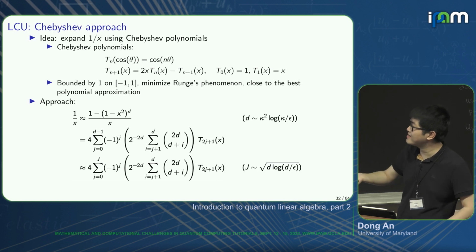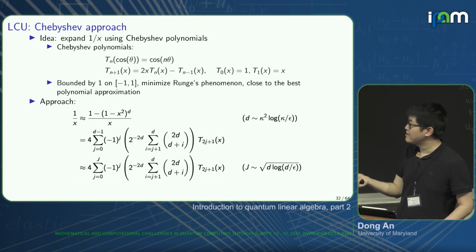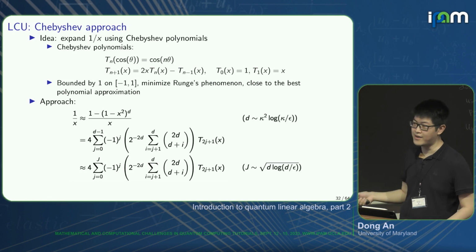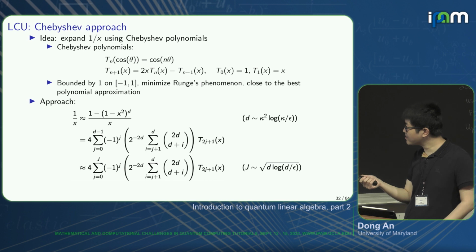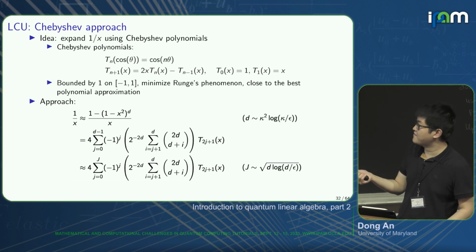If you're not familiar with that, it is easier to start with this iterative relation. You start with the zero order Chebyshev polynomial being 1, the first order being x, and then you can use this recursive relation to define your higher order Chebyshev polynomials. And there's another representation of the Chebyshev polynomial.